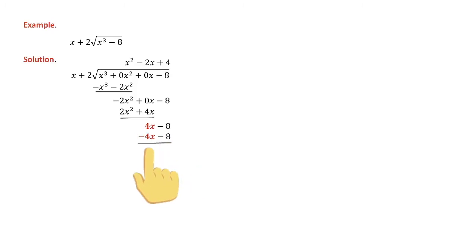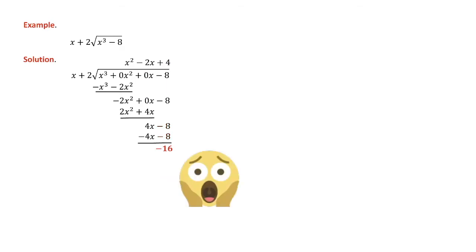4x minus 4x, 0. That's what I have to have. That has to happen. Now, minus 8, minus 16. I mean, that's not good for us. In factoring, it's useless. It's garbage. If it isn't 0, we can't use it in factoring.